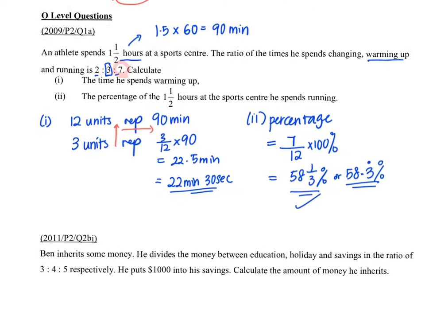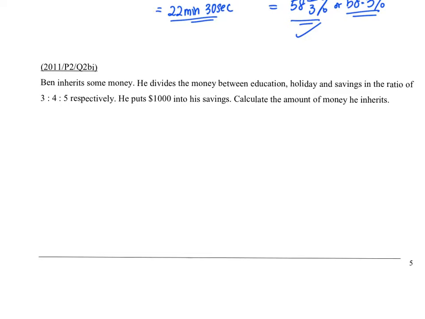Moving on. Next question over here. Ben inherits some money. He divides this money between education, holiday, and then savings, in this ratio. He puts $1,000 into his savings. Calculate the amount of money he inherits.